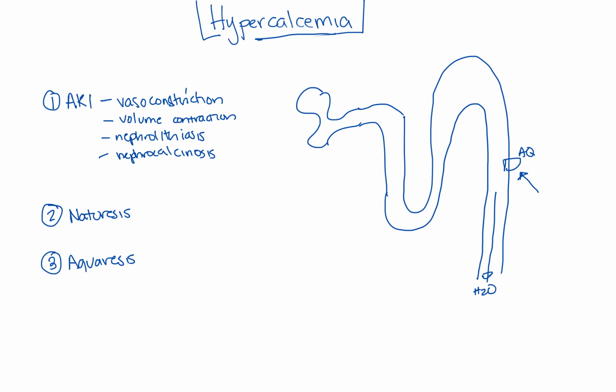What does this aquaresis do? Well, it leads to hypernatremia. So you can get a volume contracted state with hypernatremia and acute kidney injury in these instances. And so that's something that you should be aware of. All right, so these are effects of hypercalcemia on renal function. And now I think we can go to how do we treat hypercalcemia.